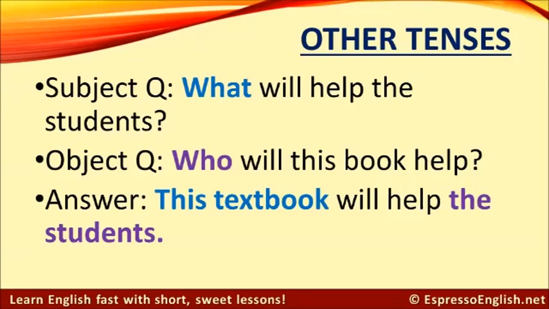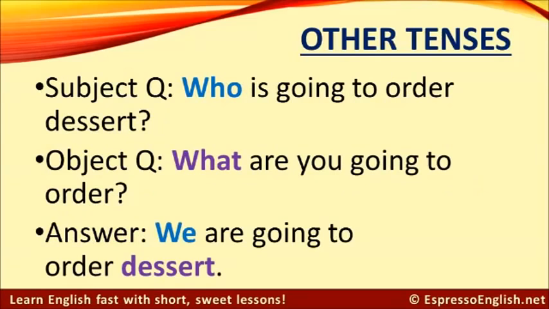So, to form the subject question, ask, what will help the students? And to form the object question, ask, who will this book help? And finally, we can also form the future with going to. For example, we are going to order dessert.